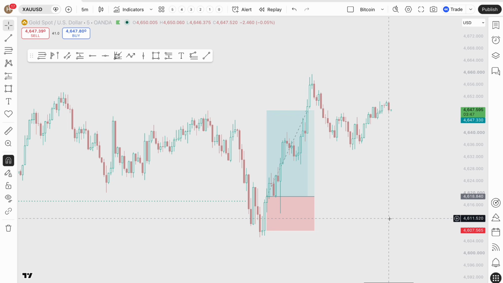So earlier today I caught a long using this model. I called a pair, gold, and the model, the New York manipulation, on my free Telegram channel before taking my trade, which by the way is also linked below in the description in case you want to join.